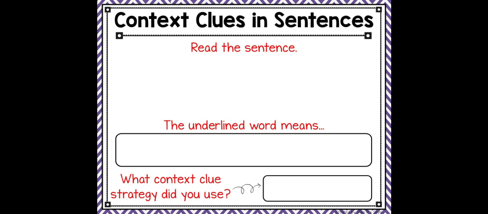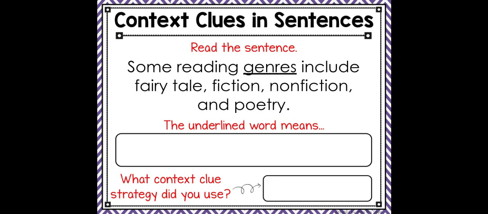Let's do another one. Read the sentence and determine the meaning of the underlined word, as well as which context clue strategy you use to help you solve for the meaning. Some reading genres include fairy tale, fiction, nonfiction, and poetry. What do you think the underlined word genres means? It means a type, a sort, a kind, or a category.